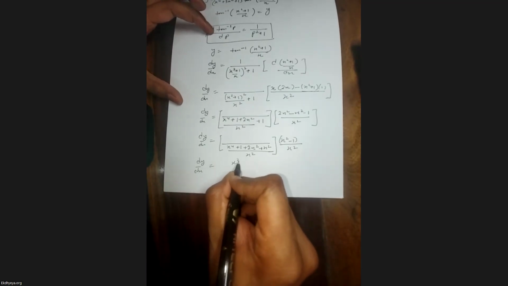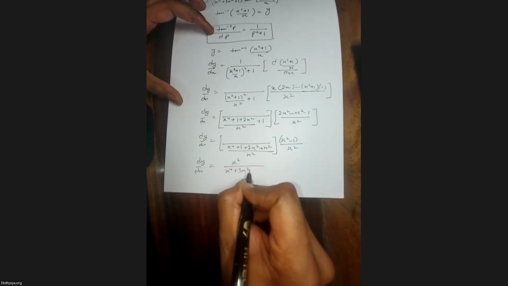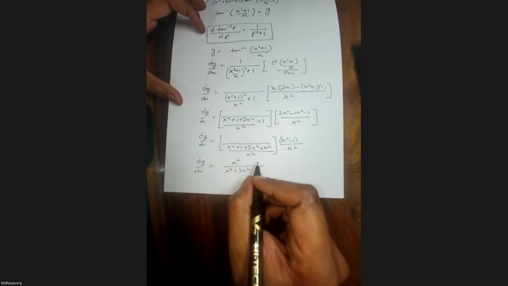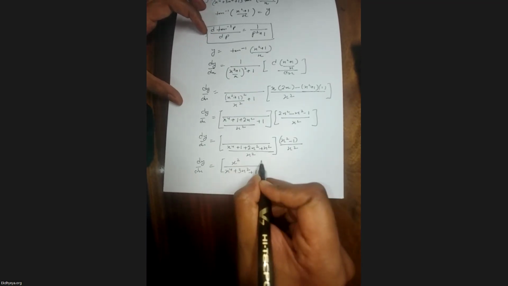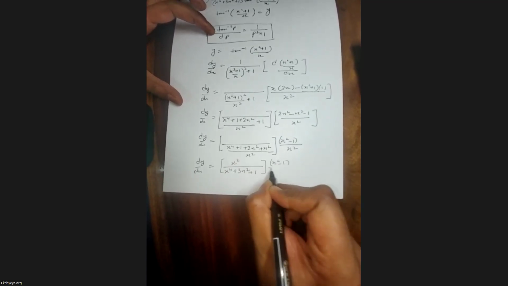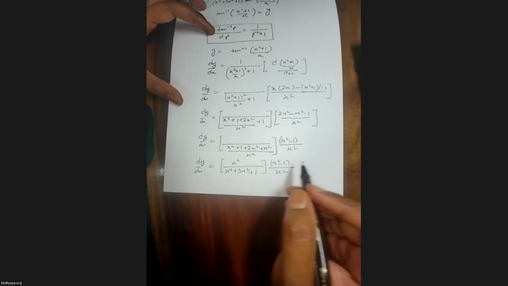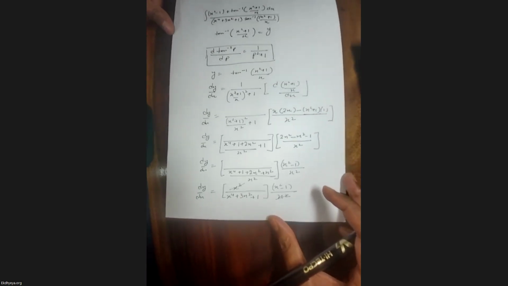This becomes x² upon x⁴ plus 3x² plus 1, and then you have (x² minus 1) upon x². So actually this x² gets cancelled out. So I'll go to the next page. I just want you to have a close look at this page.